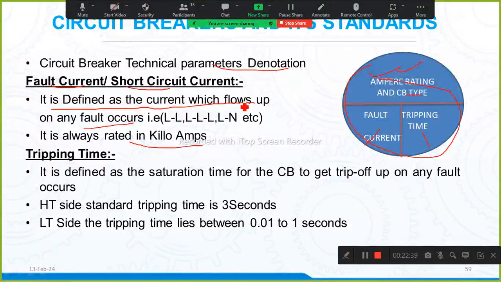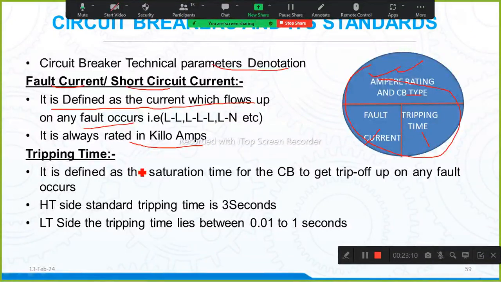So fault current is defined as the current which flows upon any fault, which we already calculated just now for all the feeders in kA. Now, what is tripping time? Tripping time is defined as the saturation time for the circuit breaker to trip off if any fault occurs. If the fault occurs and the fault current increases beyond the fault current which you got, then the circuit breaker should trip off. At what time it should trip off, we are going to do that calculation now. That is called tripping time.